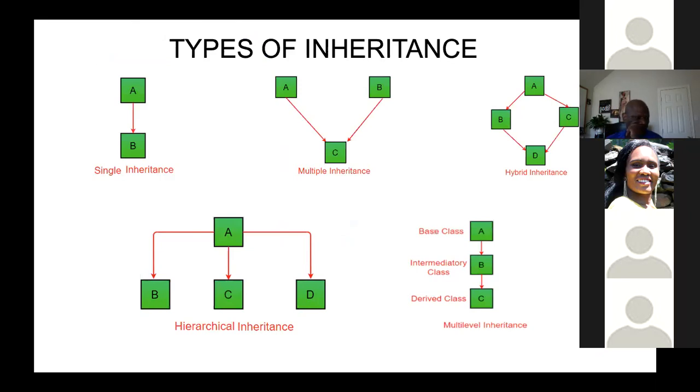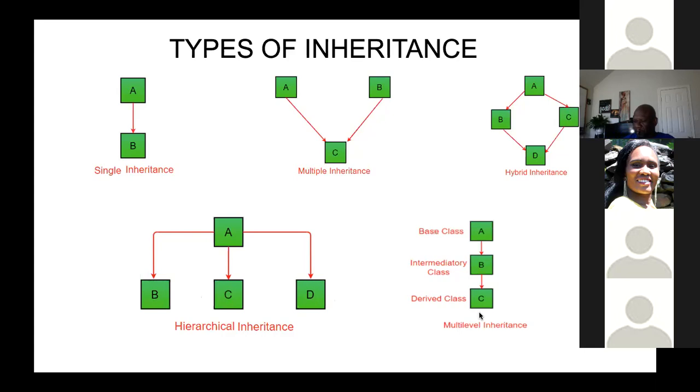Then on the next order, we have hierarchical inheritance. Hierarchical is whereby we have one single class as a parent class. Then we have multiple other classes operating as the child classes. So in this case, we have class A being the parent class, and then we have class B, C, and D being the child classes. So they're inheriting the methods from class A.